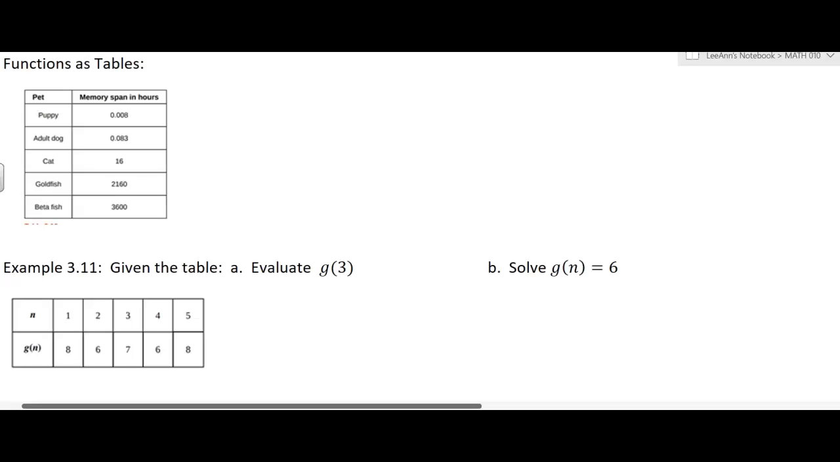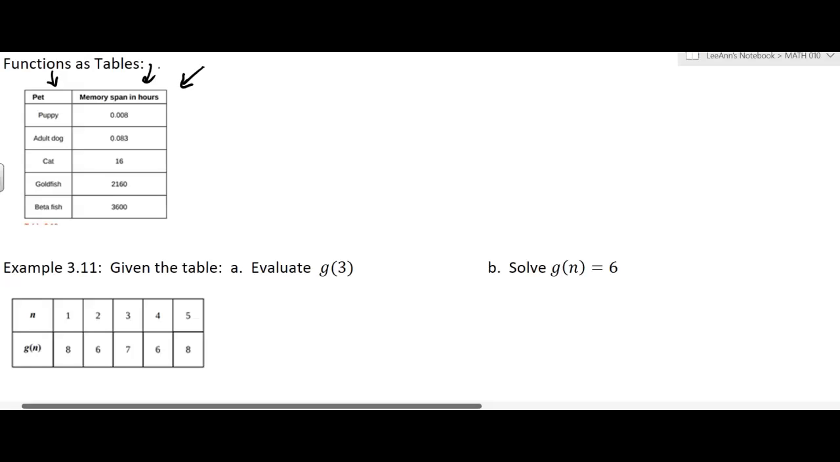Okay, so we're going to do a little work with tables and a graph and how they work with functions. Here we have a table, and it's talking about pets, a type of pet, and a memory span in hours, like how long they can remember something.